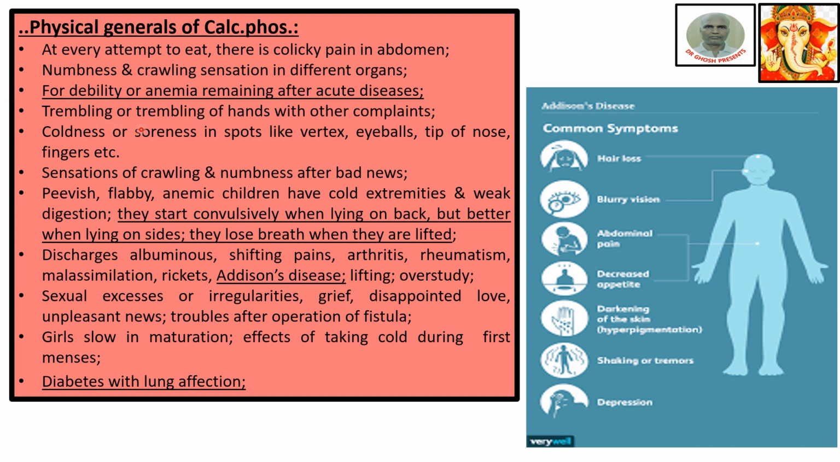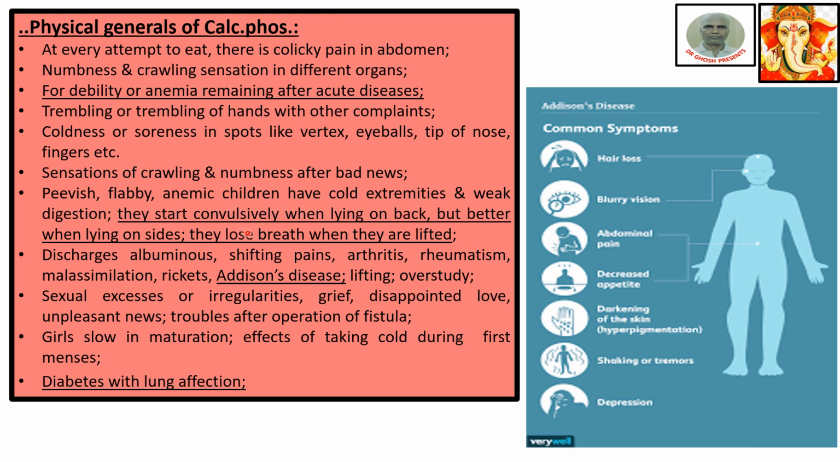Trembling of hands with other complaints. Complaints or soreness in spots like vertex, the top of the scalp, eyeball, tip of the nose, fingers. Sensation of crawling and numbness after bad news. That is nervousness. Peevish, flabby, anemic children have cold extremities and weak digestion.